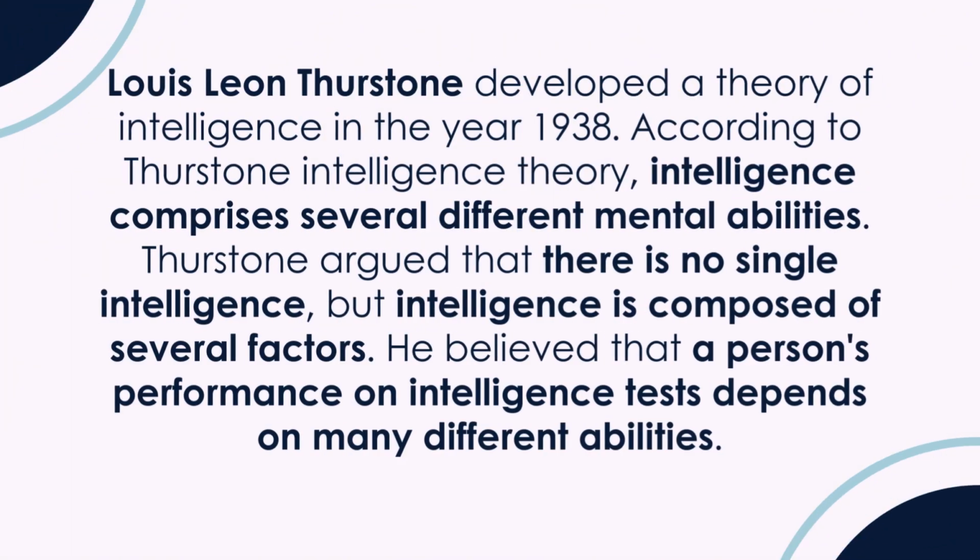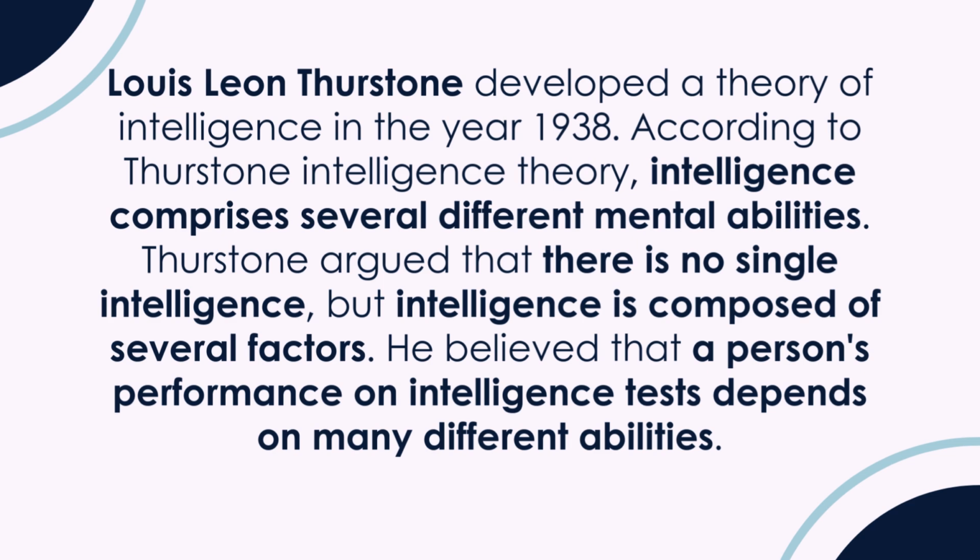Thurstone was an influential American psychologist who challenged the prevailing idea of intelligence as a single general ability. Instead, he developed the theory of intelligence proposing the concept of multiple primary mental abilities, each representing a distinct skill.